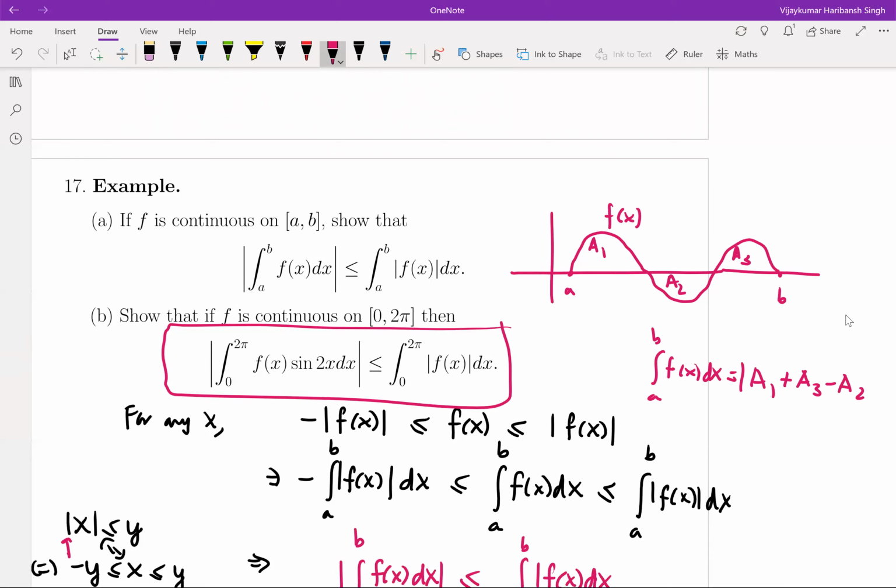And you are looking at the absolute value of this thing. However, if you take the absolute value of your function, then of course this part remains the same. But here, since you are looking at the absolute value, you get this addition, and then you have this thing. So of course, clearly the integral of the absolute value is bigger.